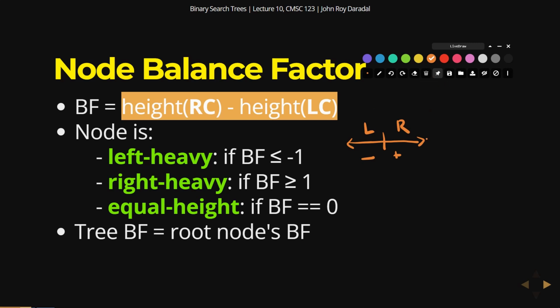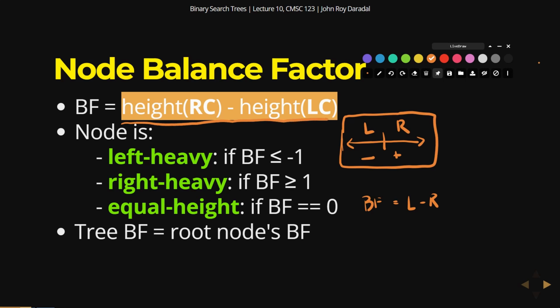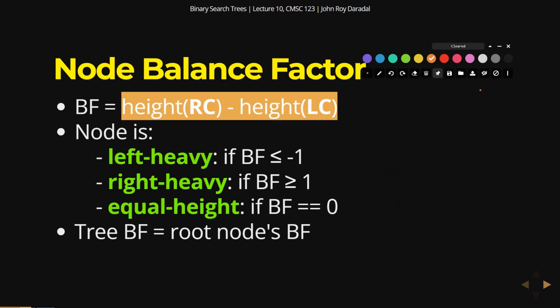Okay, now in some sources, you might see balance factor as left minus right, and then it's more or less the same, but you just flip the conditions here, so it would be the opposite. But so that we can use this imagery here, that if it's left heavy, it's negative, right? And then if it's right heavy, it's positive. So we'll just use this equation, right minus left. Okay, so that is the node balance factor.